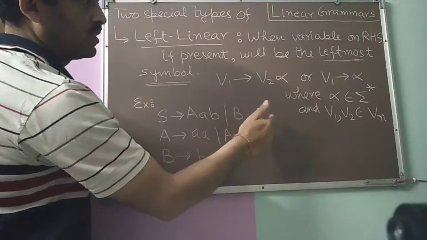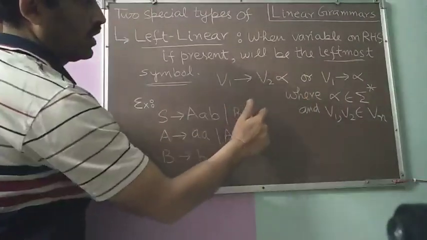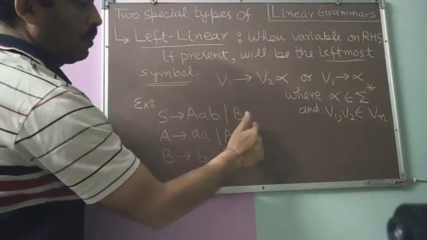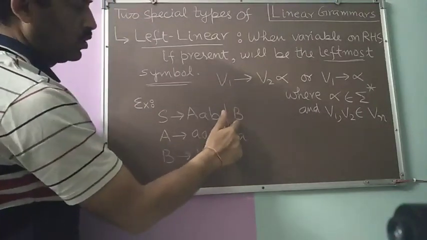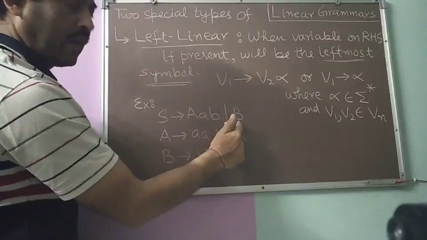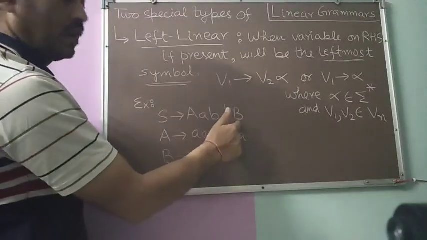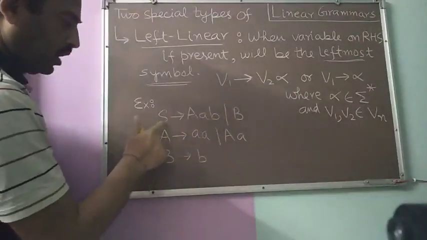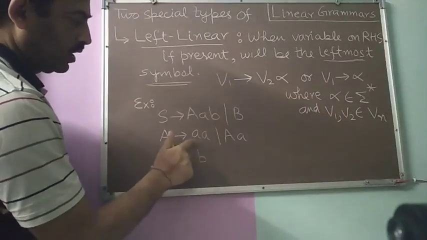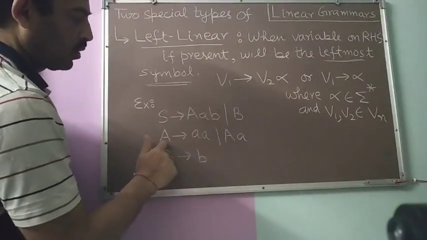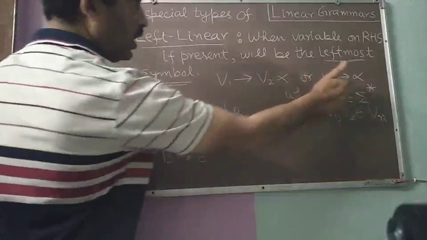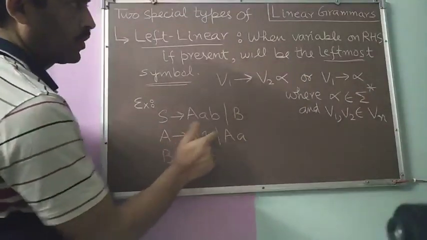After it, we are having alpha. Alpha is sigma star, so it means it is empty, it is epsilon there. But the variable B is the leftmost variable present in the production. Similarly, look at the productions of A. It is A to A alpha, so it is of the form V1 to V1 alpha. Variable to a string of terminals only.